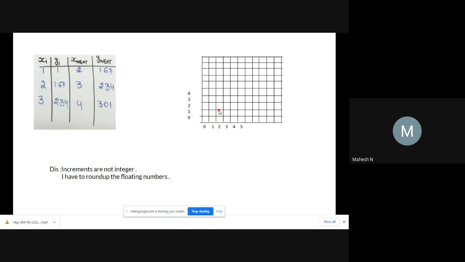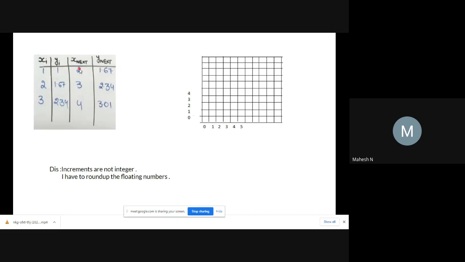So what they did was round off the values. Anything above 0.5 they rounded off to the next integer, and anything below 0.5 they rounded off to the previous integer. So here 1.67 is above 1.5, so they rounded it off to 2.